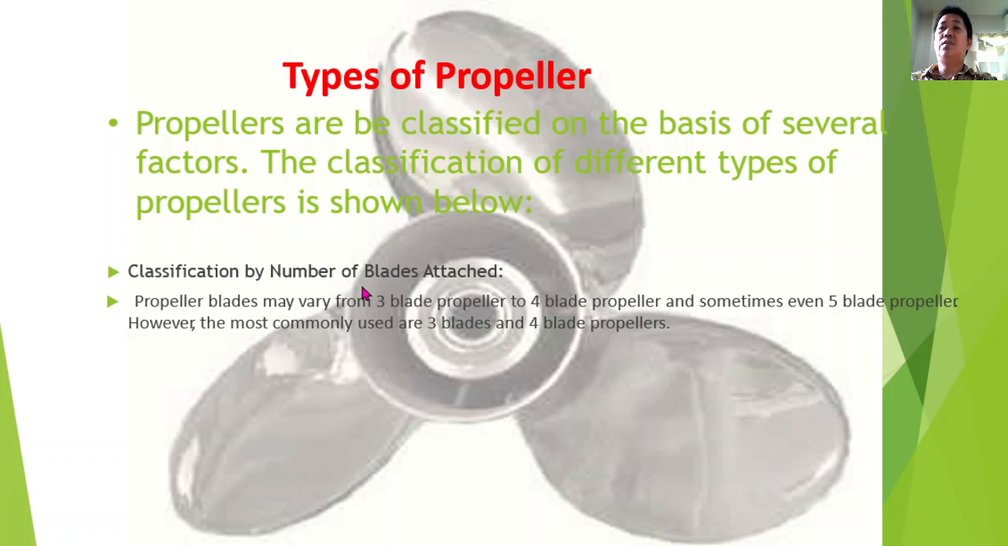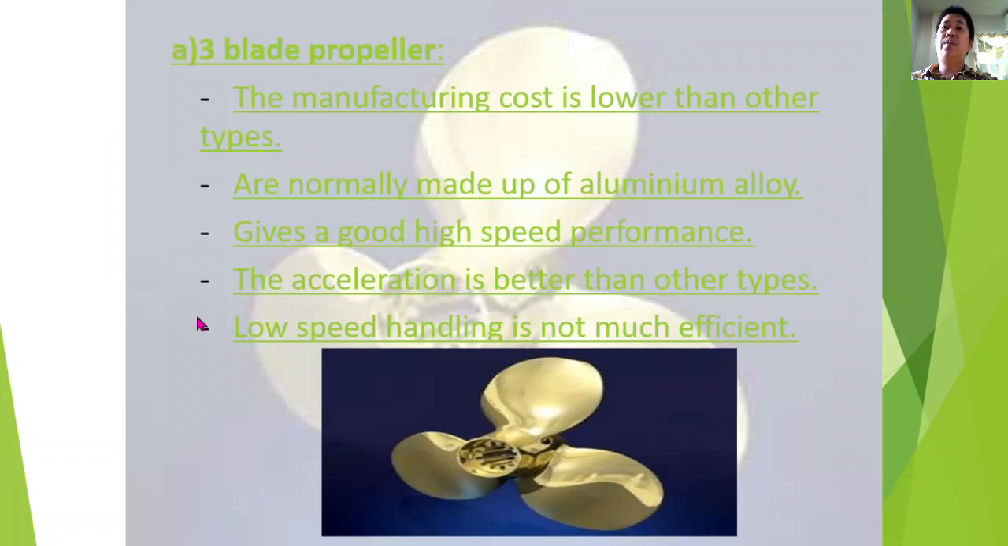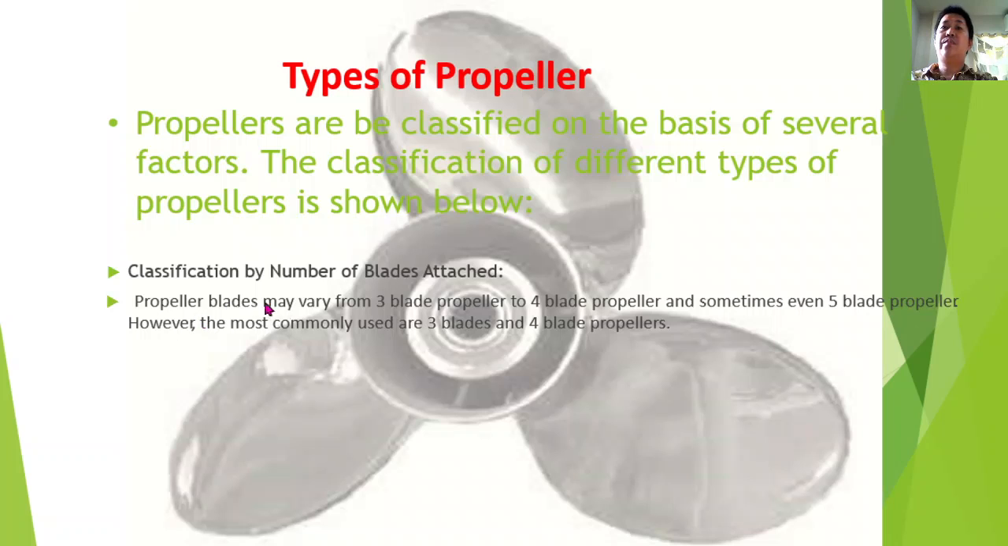Classification by number of blades attached. We have propellers whose blades may be varied: 3-blade propeller, 4-blade propeller, and sometimes 5-blade propeller. However, the most commonly used are 3-blade and 4-blade propellers.